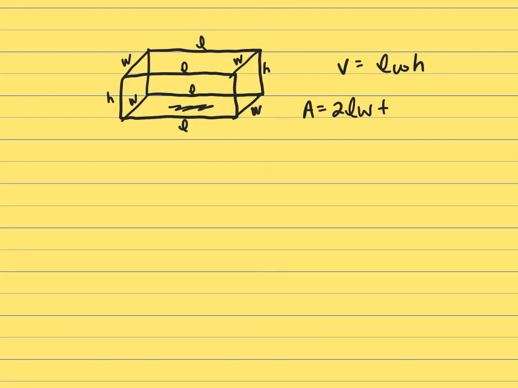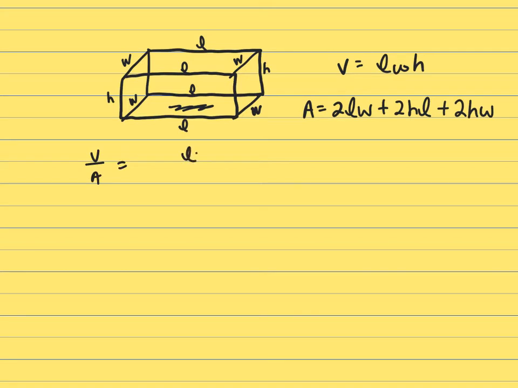Front and back is going to be HL. Got 2 of those, 2 H times L. And then we've got 2 ends, and that's going to be 2 times HW. And we're trying to find the ratio of V over A.